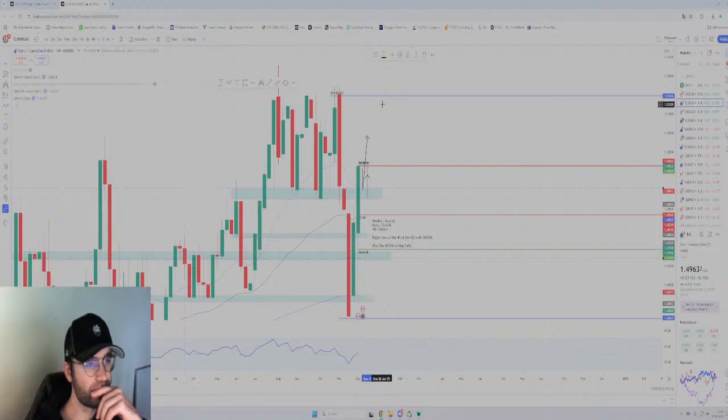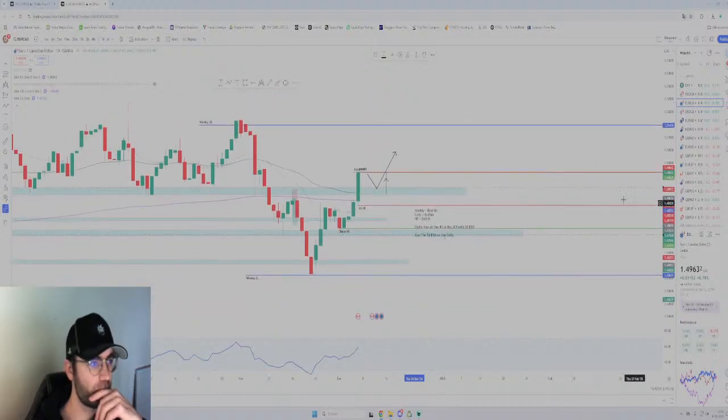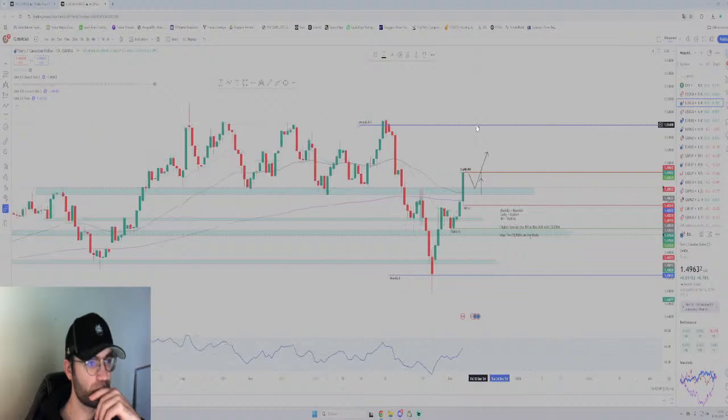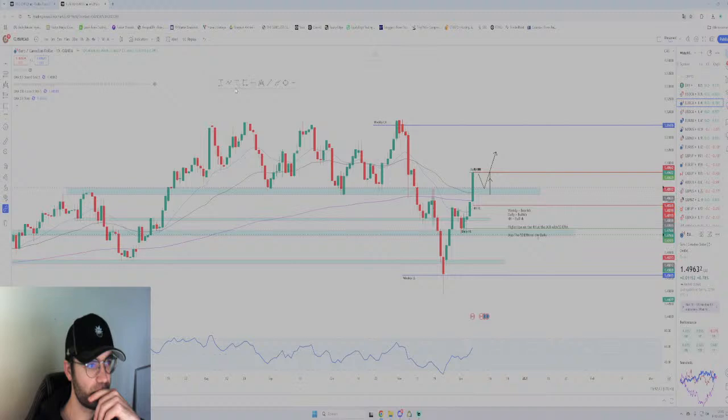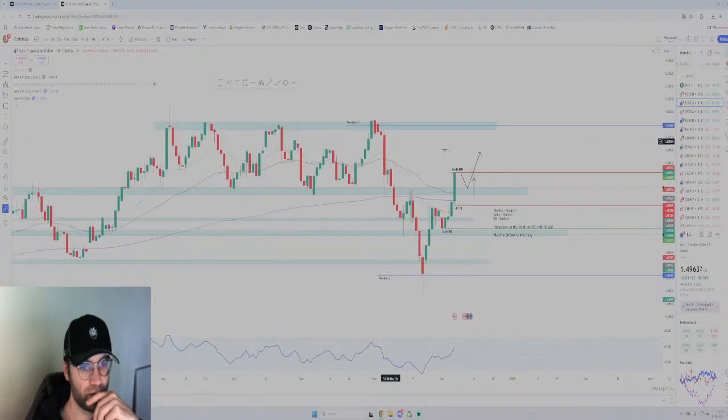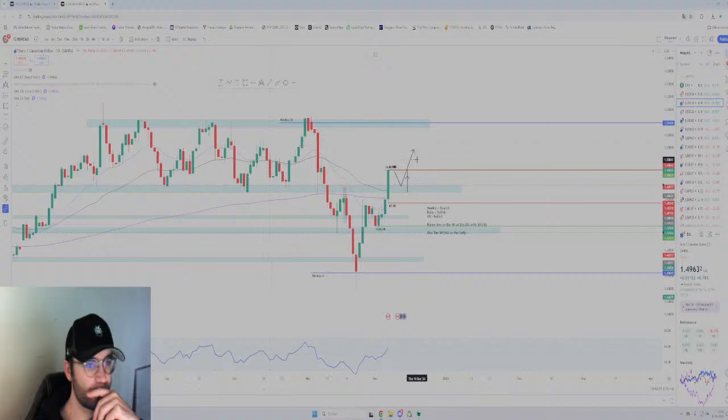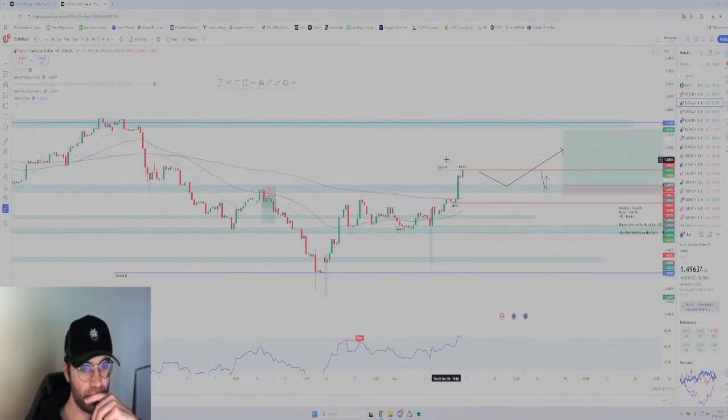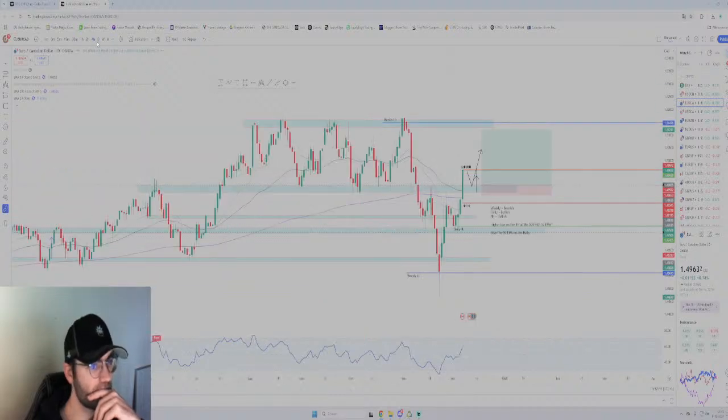Alright, this should be good. What would the profit target be? Around here, very simple. Yeah, very clean potential trade. I think this should be good. All right.